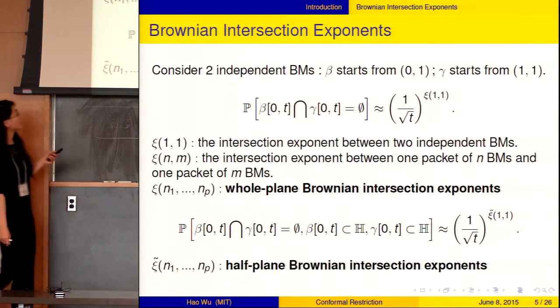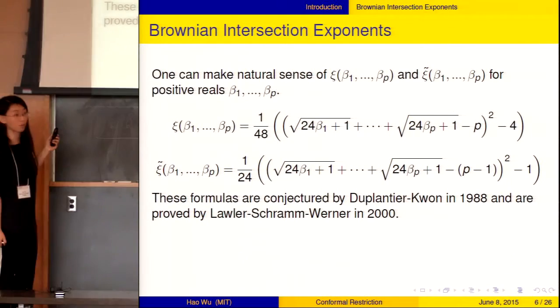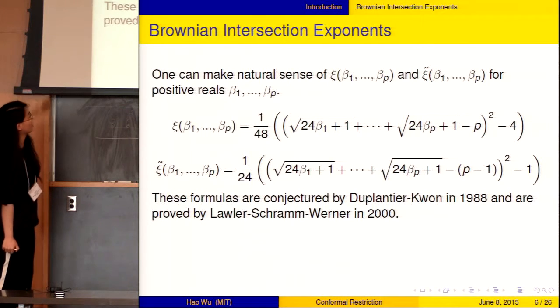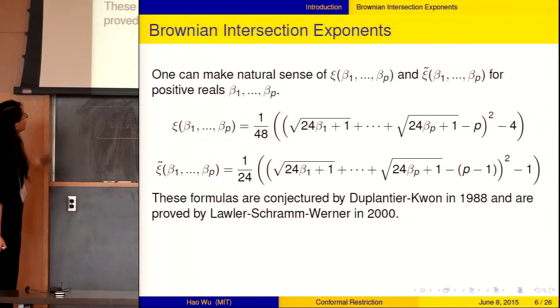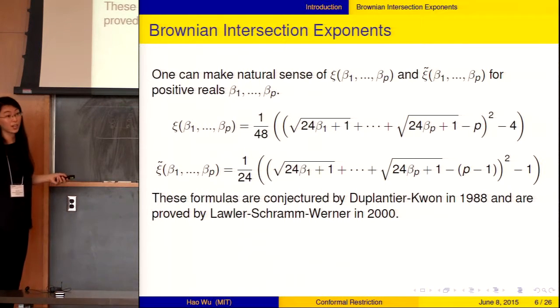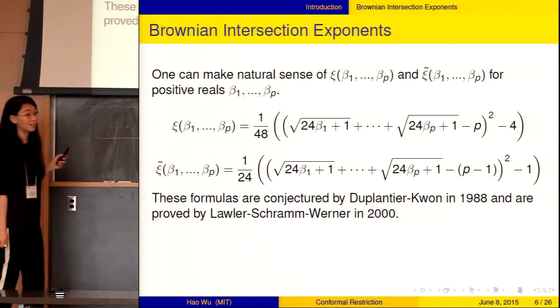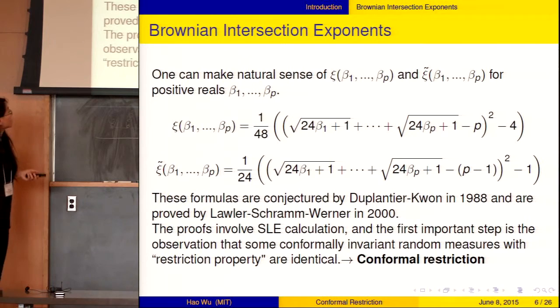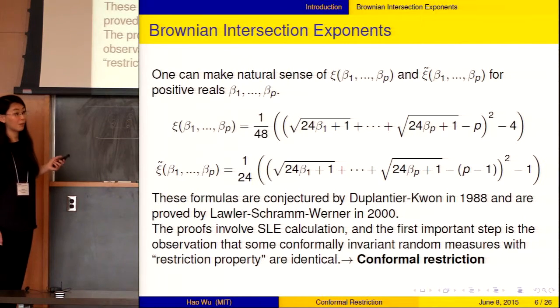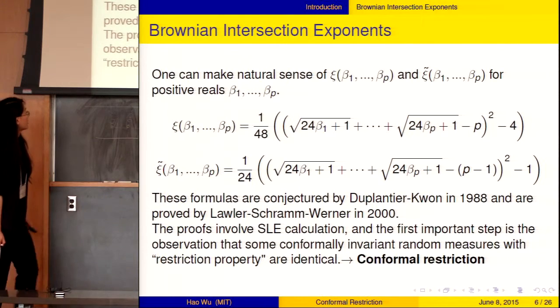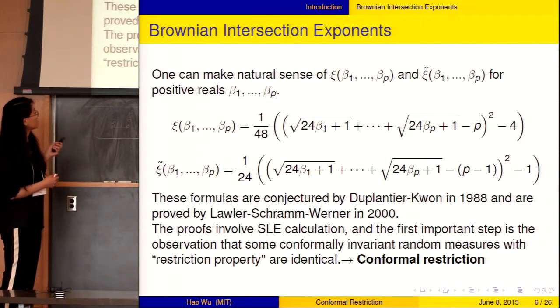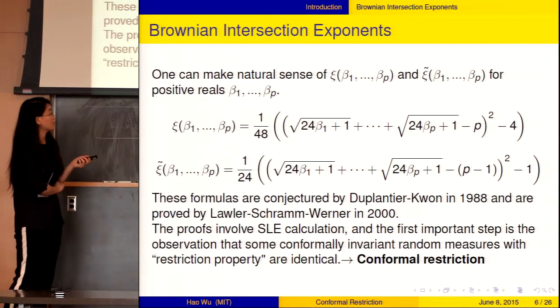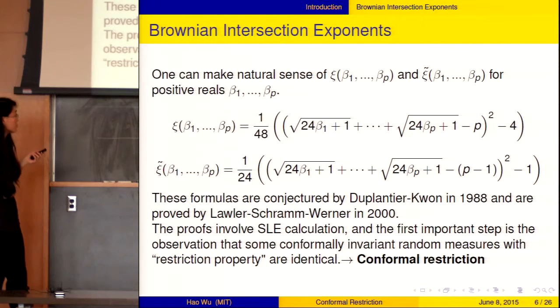In fact, the explicit formulas for these 2 exponents are already known. The first one is the whole plane intersection exponent. The second one is the half-plane intersection exponent. These formulas were conjectured by physicists in 1988, and later they were proved by mathematicians in 2000. The proof of these 2 formulas involves SLE calculations, but I won't talk about the proof. The topic I want to talk about is, in the proof of these 2 formulas, a first important step is the observation that some conformally invariant random measures with a certain restriction property are identical. This is my topic. It's called conformal restriction.